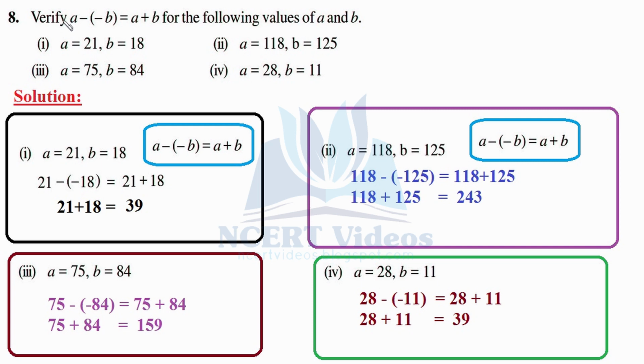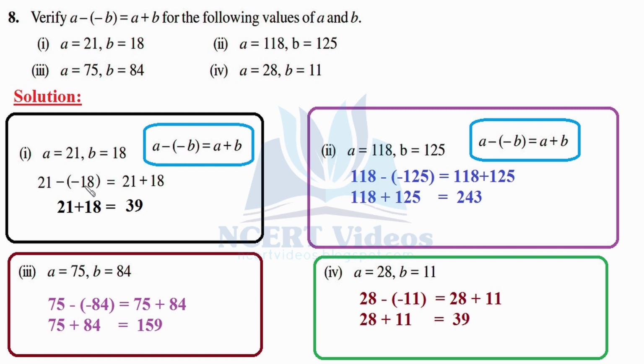8. Verify that a minus b is equal to a plus b for the following values. So we have to just put the values in this given formula. Here a is 21, b is 18. Now simply we have to put the values: 21 minus negative 18 is equal to 21 plus 18.